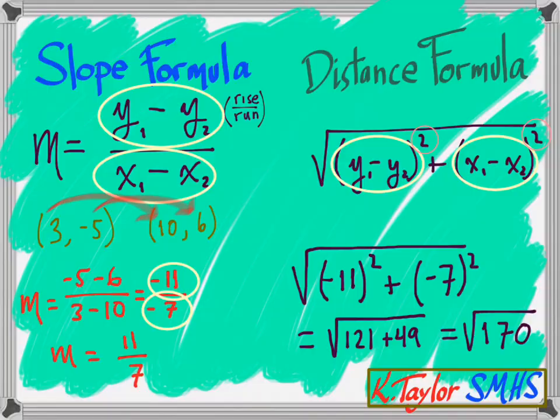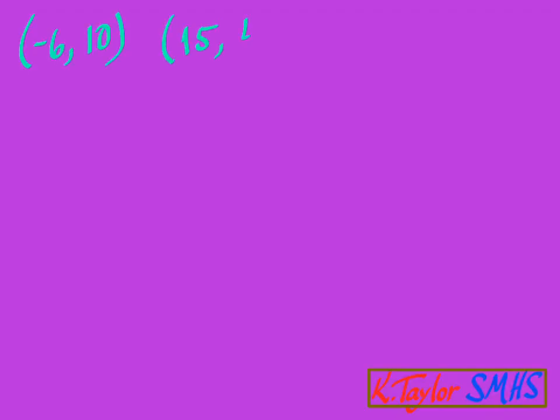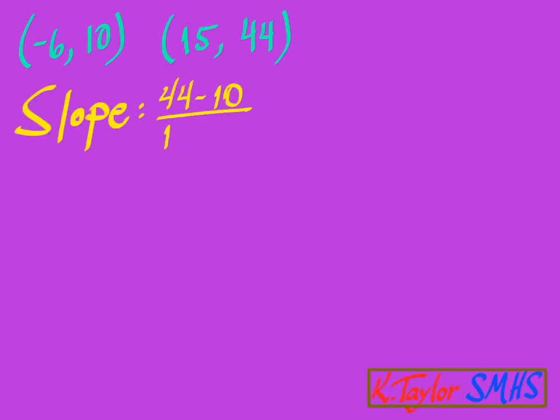Okay, let's do another quick example to show you how that works. Here are 2 points, (-6, 10) and (15, 44). So let's find the slope first. 44 minus 10 over 15 minus -6, that's 34 over 21, because 15 minus -6 is just like 15 plus 6. So there's my slope, 34 over 21. That doesn't simplify at all from there.